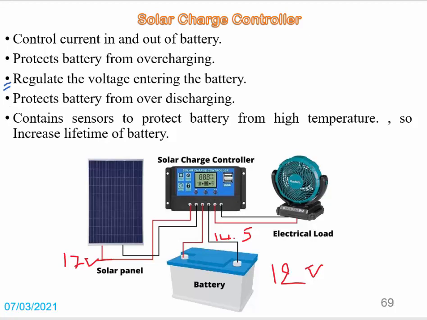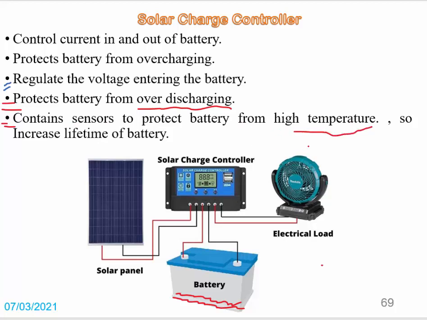The next point, protect the battery from over discharging. Over discharging means the battery is empty. So now let's say the battery is empty. The solar charger controller protects the battery from this situation and prevents over discharging. So maybe it leaves the battery at this level. This is just a level to understand the meaning of over discharging. The next point, it contains sensors to protect the battery from high temperature, so it increases the lifetime of the battery.